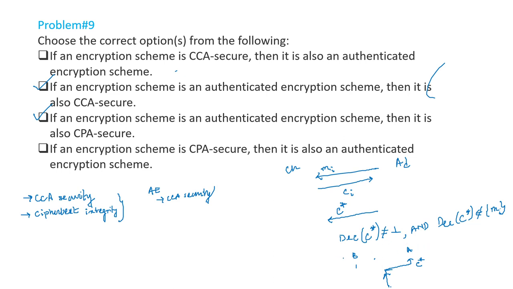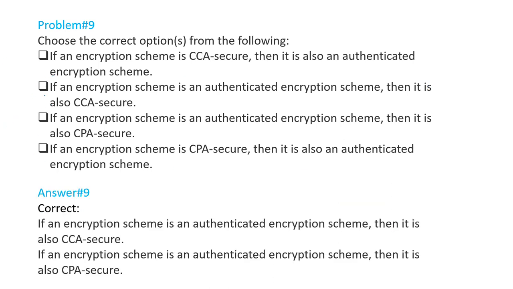But for an encryption scheme to be an authenticated encryption scheme, this ciphertext integrity property needs to be satisfied. So there can be the case that an encryption scheme is CCA secure but does not satisfy ciphertext integrity, then it will not be an authenticated encryption scheme. The last statement says if an encryption scheme is CPA secure, then it is also an authenticated encryption scheme. This is also wrong, of course. So the second and third statements are correct.